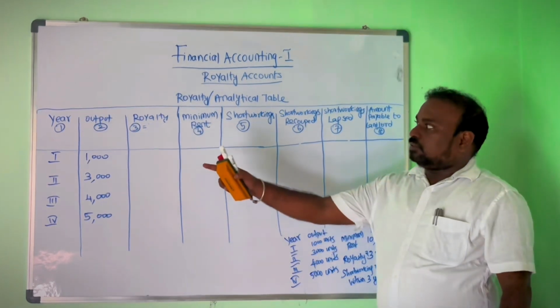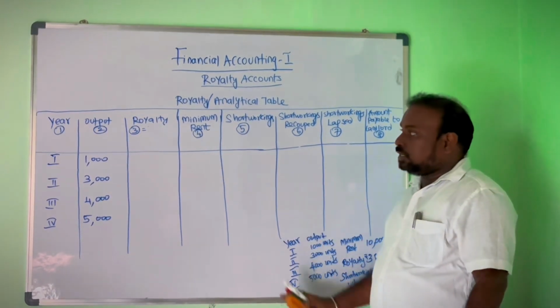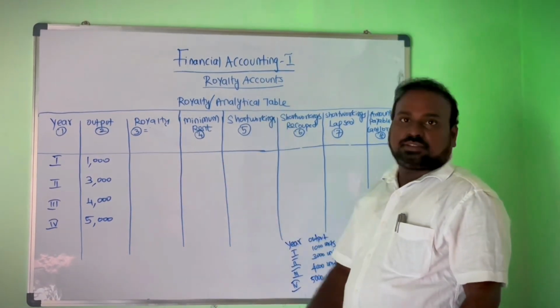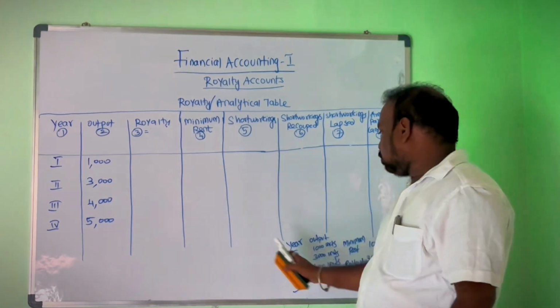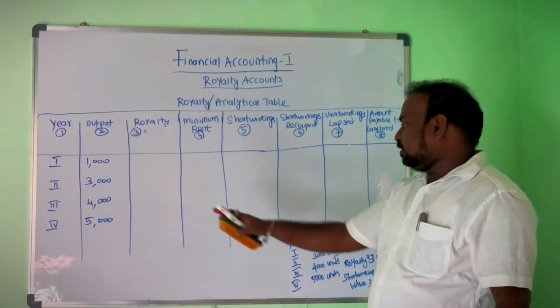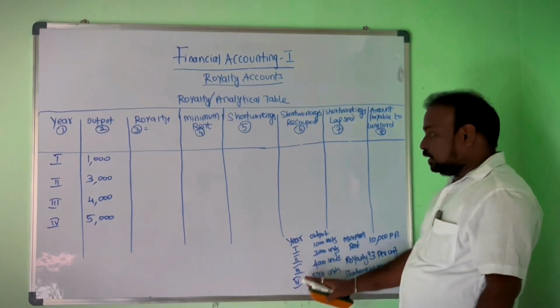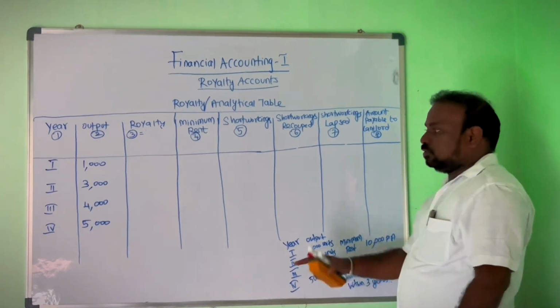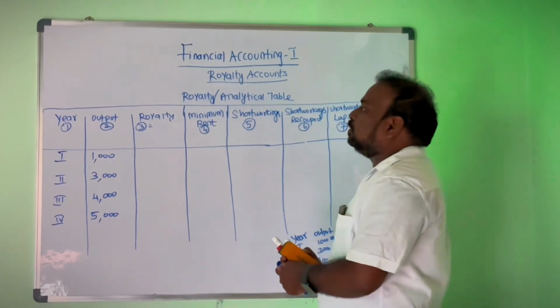So just fill out the first and second column for the question. Here is 1, output is 1000 units. Here is 2, output is 3000 units. Here is 3, output is 4000 units. Here is 4, output is 5000 units. Now we go with the royalty.